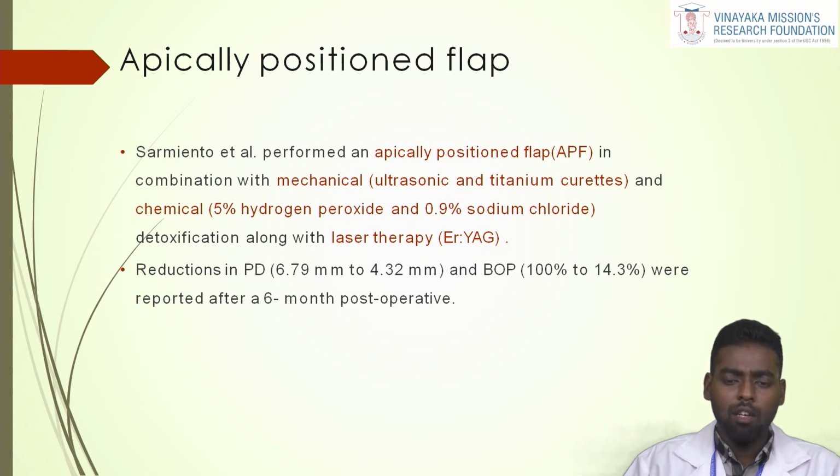So with apical reposition flap, when mechanical debridement and chemical detoxification with 5% hydrogen peroxide and 0.9% sodium chloride are done with the help of Er:YAG laser, a 6-month post-operative study found a reduction of pocket depth from 6.79 to 4.32, and bleeding on probing has been reduced from 100% to 14.3%.